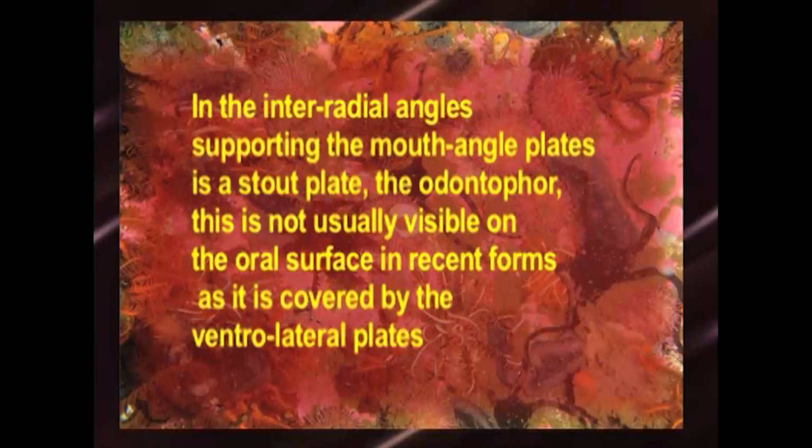The ossicles nearest the mouth in the series with the adambulacrals are called mouth angle plates. They are often so stout that they give the mouth a star-shaped form. In the interradial angle, supported by the mouth angle plates, is a stout plate, the odontophore. This is not usually visible on the oral surface in recent forms, as it is covered by the ventrolateral plates, but in many Paleozoic genera which do not possess ventrolaterals, it is seen distinctly.